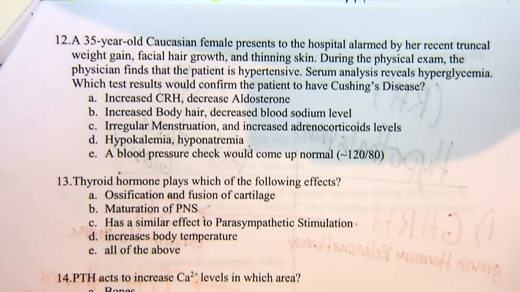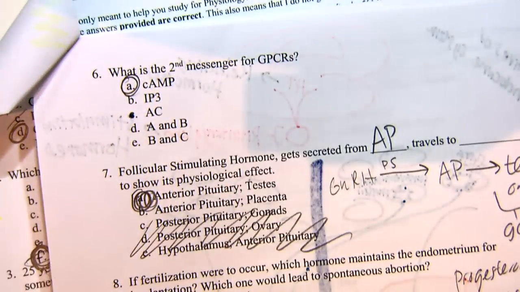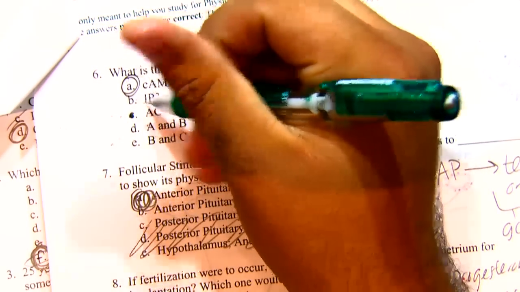Okay, my bad. I made another mistake. What question was it? 6? Yes. 6. This one is going to be, I have in my notes, for the G protein coupled receptors, they use adenylate cyclase, so AC, calcium calmodulin, and IP3. So I'm a failure, and the answer for that one was B and C.